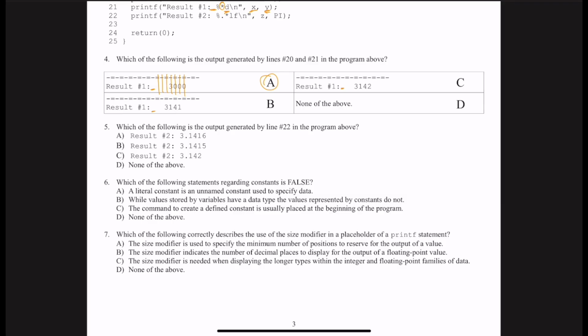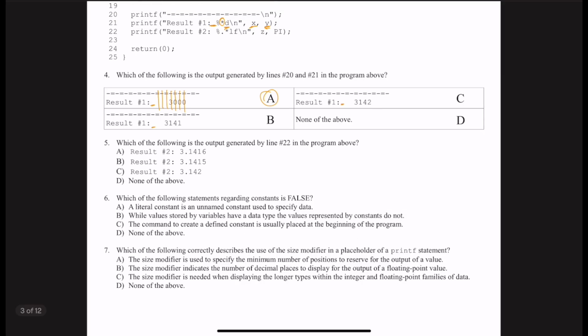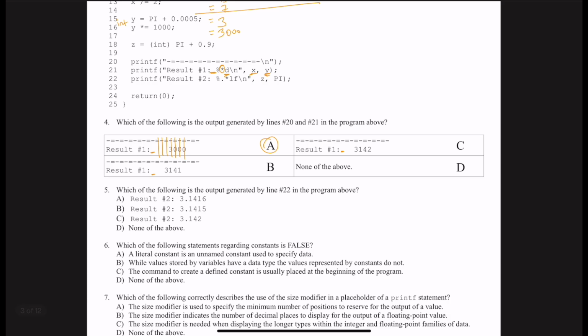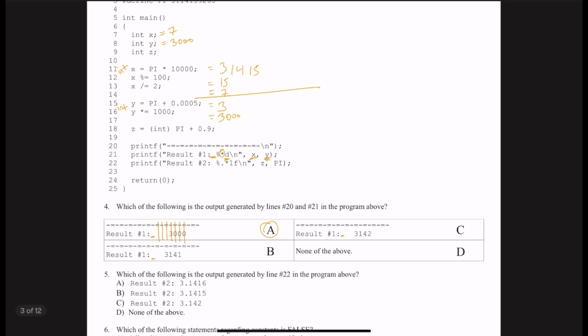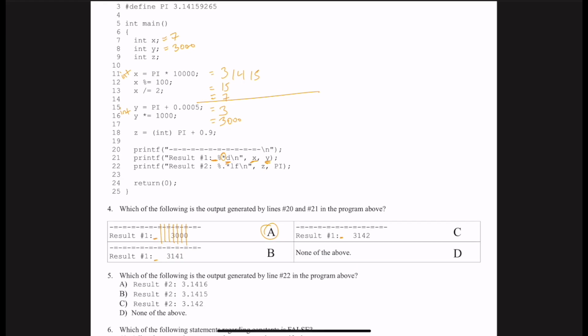Question number 5. Which of the following is the output generated by line 22? So now we're looking for z and pi. So z equals pi casted to an int plus 0.9. So when we cast to an int, we drop any information after the decimal point. So that's just going to be 3 plus 0.9, which would be 3.9. However, z is an int, so we need to make the right-hand side match the left-hand side. Well, we're going to convert 3.9 to an int, so drop everything after the decimal point. Z is just 3.